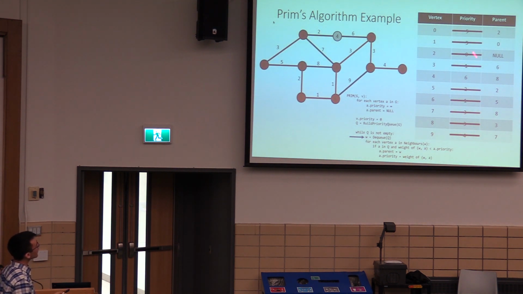And next, the next guy is 1 because I just updated to a smaller priority. I expand the 1, and again I look at 3. I don't do anything to 3 because that's already out of the queue. I look at 4, and that's going to change from 6 to 2 because from 1 to 4 is 2. That's smaller than from 8 to 4. So I'm going to update that as well, such that I have a priority of 2 now instead.